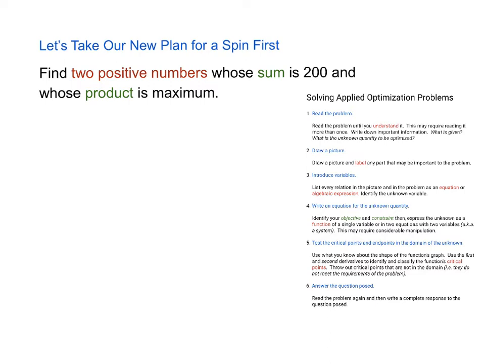picture in this case, but we should introduce some variables. The reason I don't have to draw a picture is this is not about a geometric shape. It just happens to be about two numbers. So let's name those numbers. Let's call the numbers something like A and B. So A will be the first number, and B will be the second number.